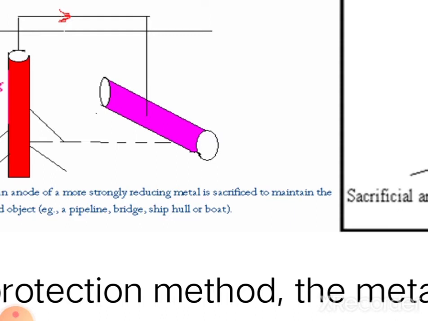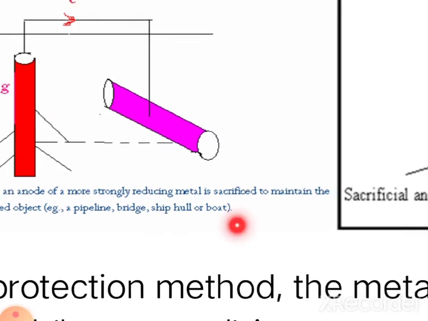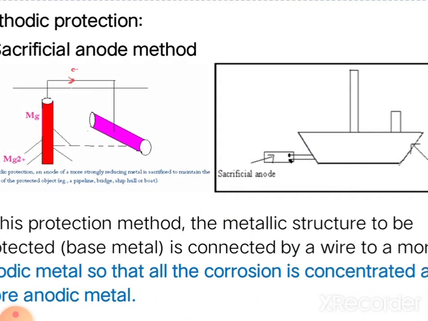This cathodic protection is widely used for protecting metals against corrosion. Here, the anodic material sacrifices its life to protect the object which is to be protected against corrosion, like a pipeline, bridge, ship or boat. So they are prevented from corrosion.